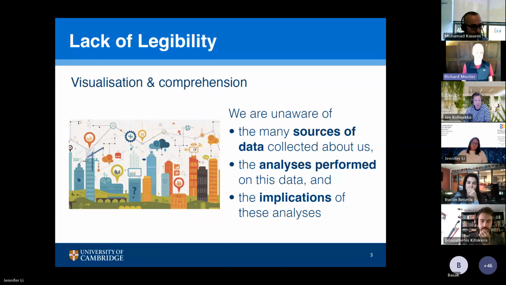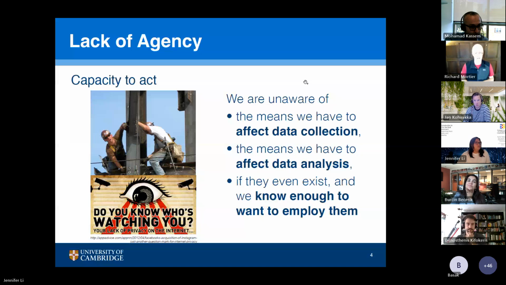Next slide, please. So the lack of agency. So agency is about the capacity to act in a system. So if you have agency, you can do something that will affect the system in some way. You're not completely shut out and it's just being done to you.